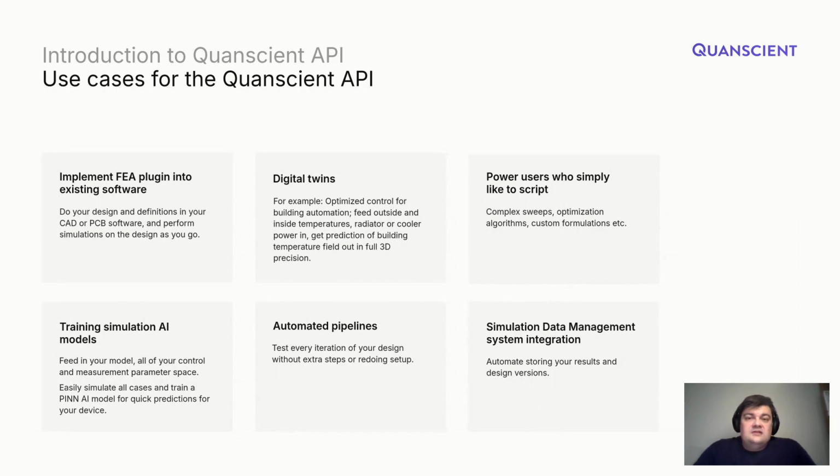Another use case is digital twins. For example, you could have a building automation control where you gather all the inputs, all the measured temperatures from the rooms, from outside. You know your radiator powers, you know your AC cooling, everything, and you will get live predictions through the API and can do finer control.